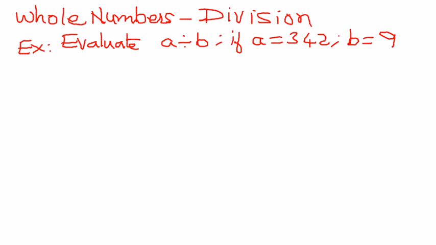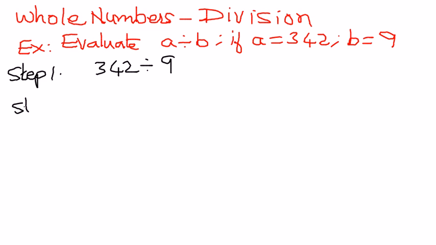So it is a matter of division. In step number 1, we're going to substitute the values of the variables into the given expression. So the way we want to write it out is, for a we're going to write 342 and for b we're going to write 9. So we're going to divide 342 by 9.